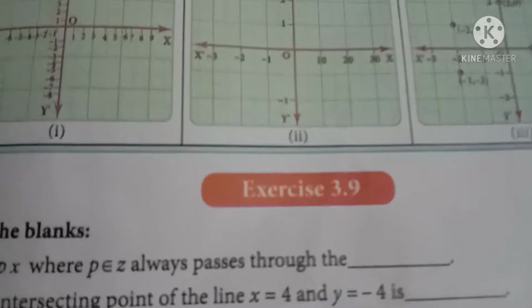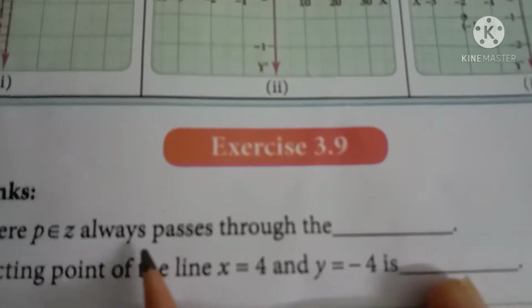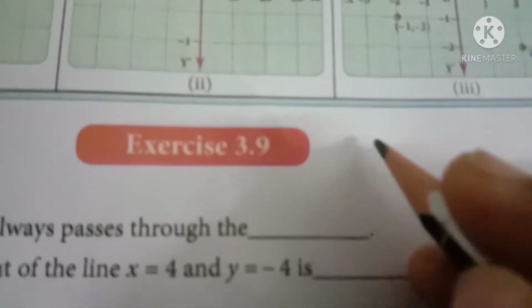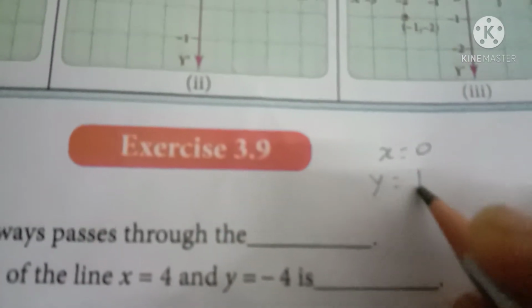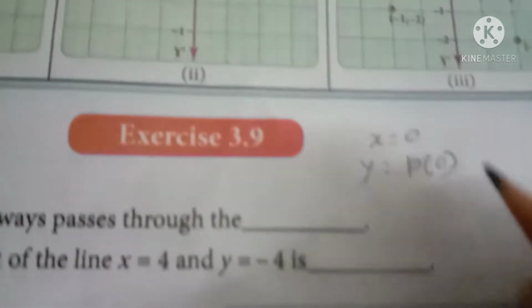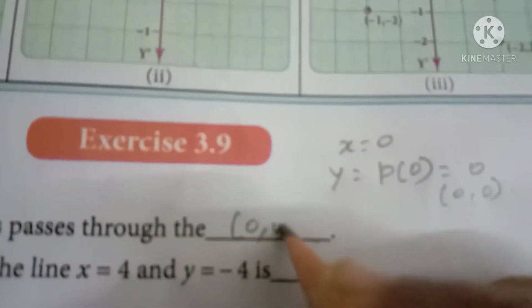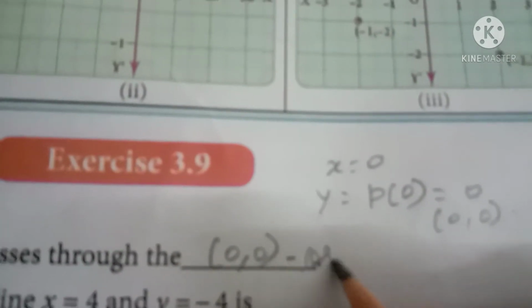Fill in the blanks. y is equal to px, where p belongs to Z, always passes through the dash. When we substitute x is equal to 0, therefore y is equal to p into 0, which is equal to 0. Therefore x is also 0 and y is also 0. So (0, 0) is the solution, hence it passes through the origin.